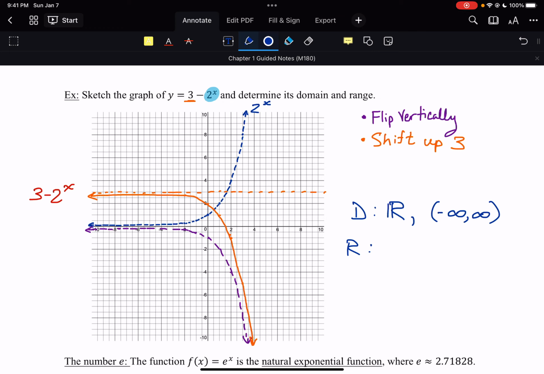The range, on the other hand, is restricted. It can go all the way down to negative infinity. However, it has this asymptote right here. It cannot go above that line. That line is at 3. So our range is going to be negative infinity up to 3. And because we're not including 3, it gets parentheses instead of square brackets. And those are the domain and range for this transformed function.